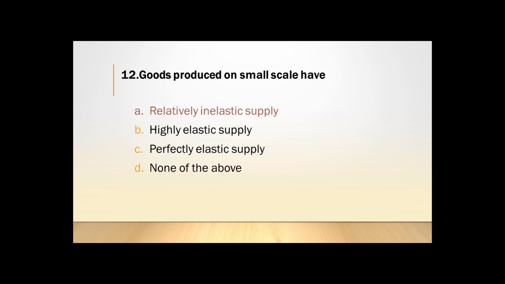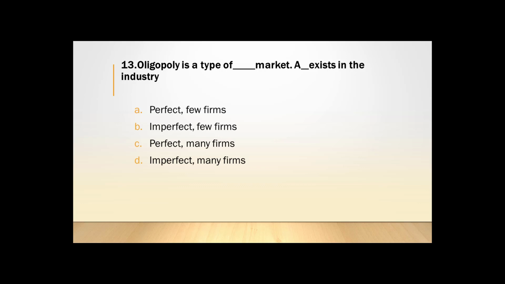Question number 13. Oligopoly is a type of dash market. A dash exists in the industry. Option A, perfect, few firms. B, imperfect, few firms. C, perfect, many firms. D, imperfect, many firms. And friends, the correct answer is B, that is imperfect, few firms.